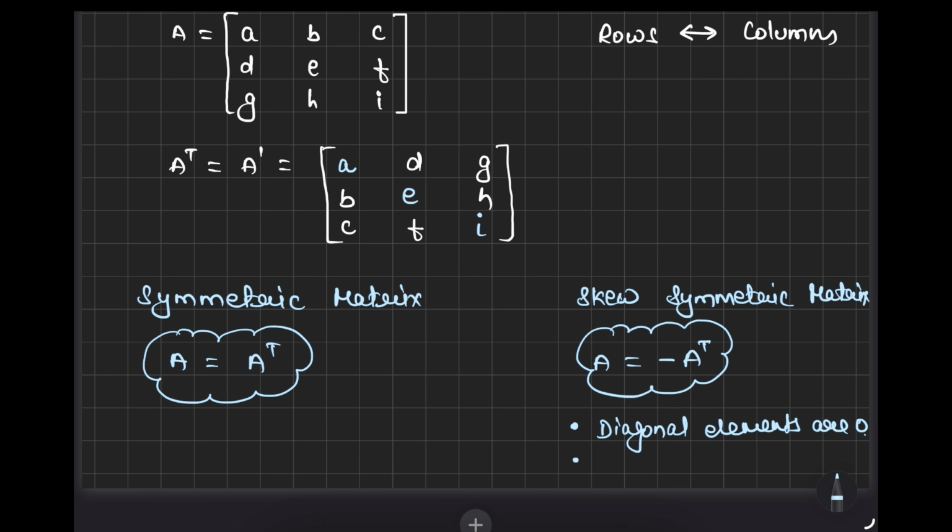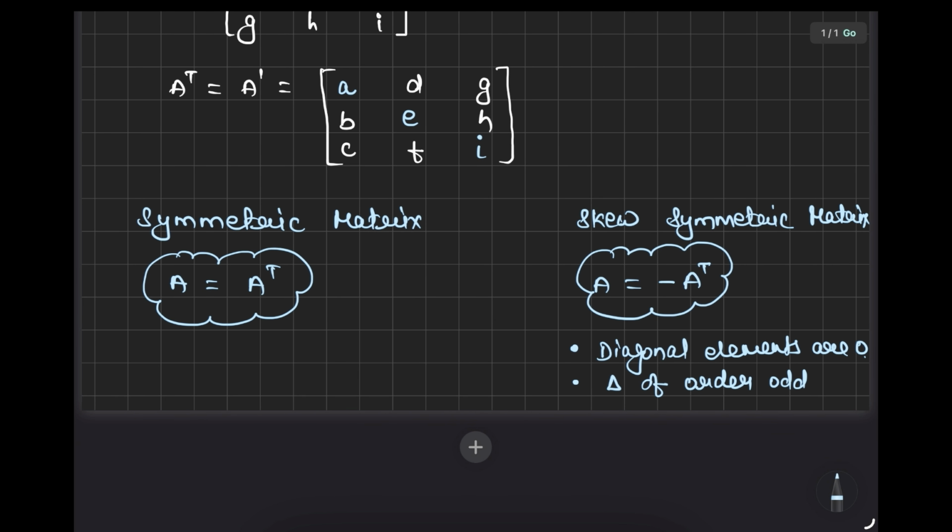Okay, now you have to understand determinant. Okay, so I'm representing it with a triangle. Okay, triangle means determinant. So if you wish to find out the determinant of a skew symmetric matrix, first you have to observe the order. Determinant of order odd. So if the order is odd, means 3 cross 3, 5 cross 5, 7 cross 7, 1 cross 1, so in these cases the determinant will be 0.